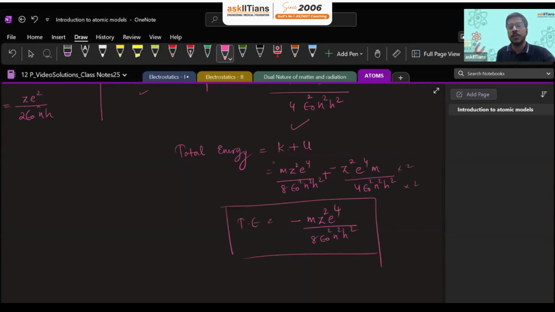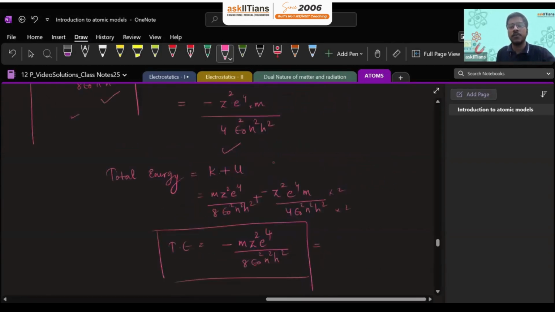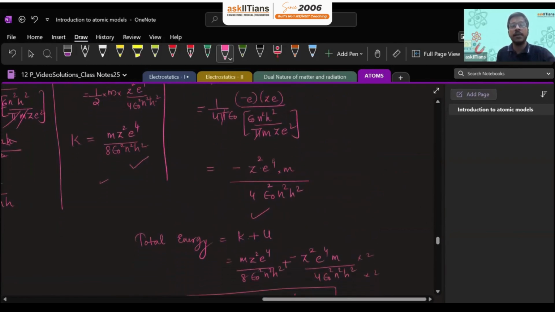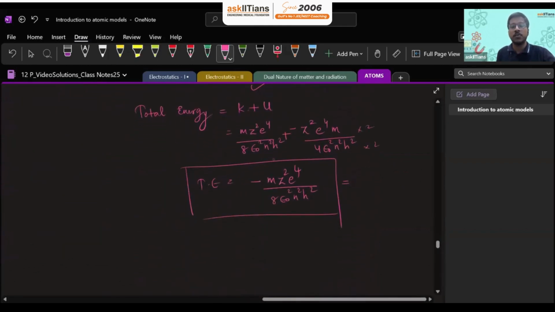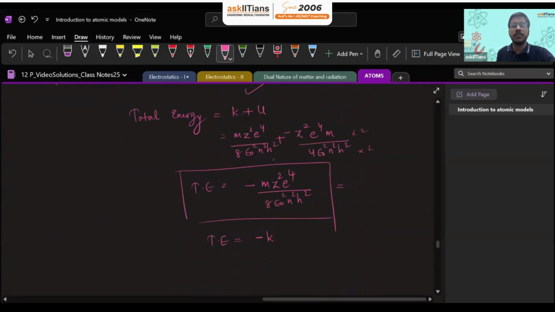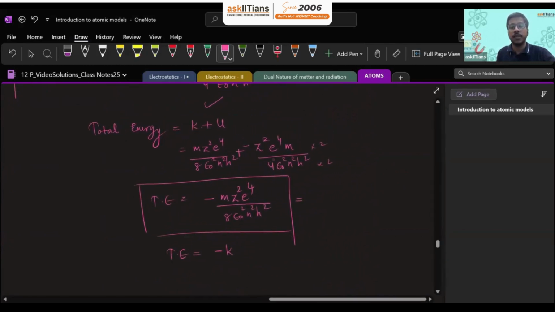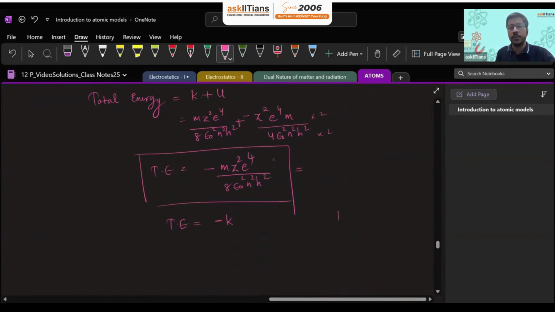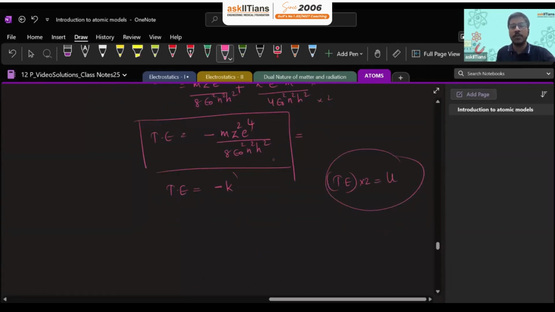Okay, total energy. So total energy you can see is equal to, if you put a negative sign over kinetic energy, you will get the total energy. So kinetic energy with a negative sign will give you total energy. Or if you compare it with potential energy, total energy multiplied with a 2 will give you potential energy. So you can remember these relations between total energy and kinetic energy, and total energy and potential energy, right?